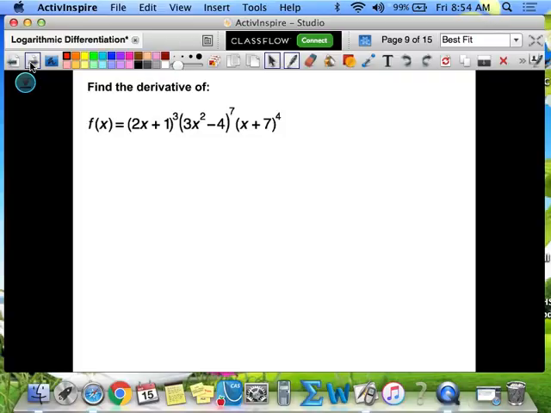So in its current form, we would have the product rule like 2 or 3 times and 3 chain rules. And if you want to do that, feel free. Tell me what you got. I'm not doing it that way.